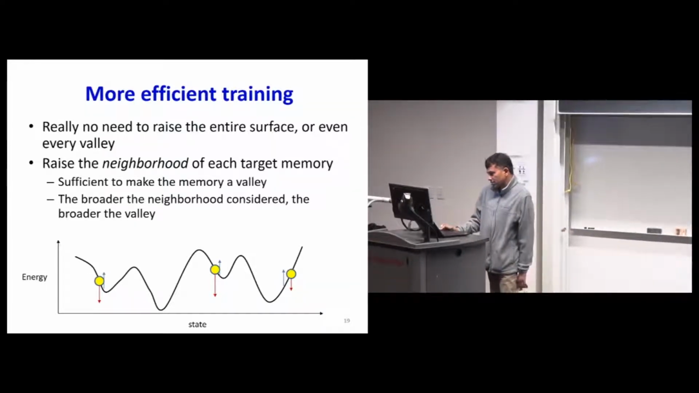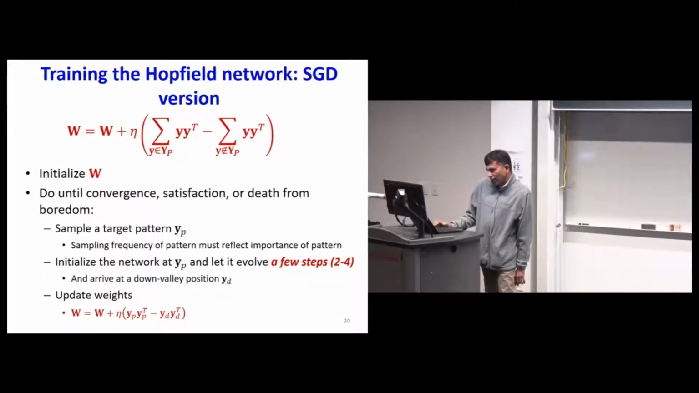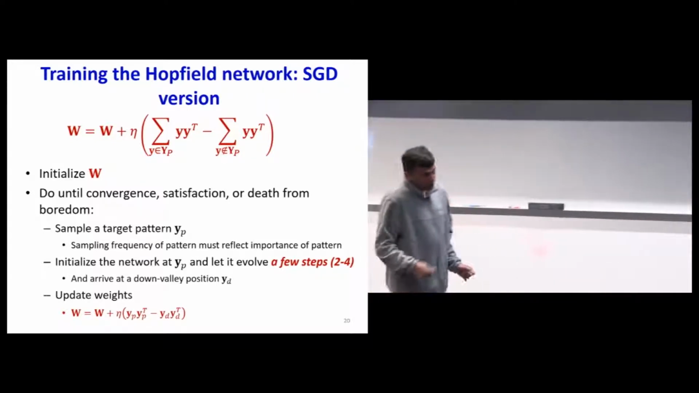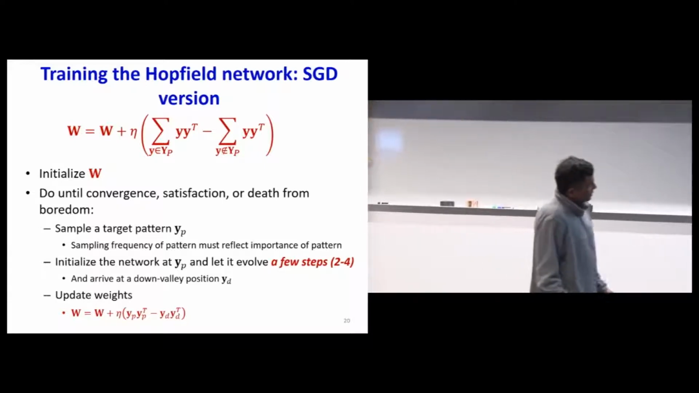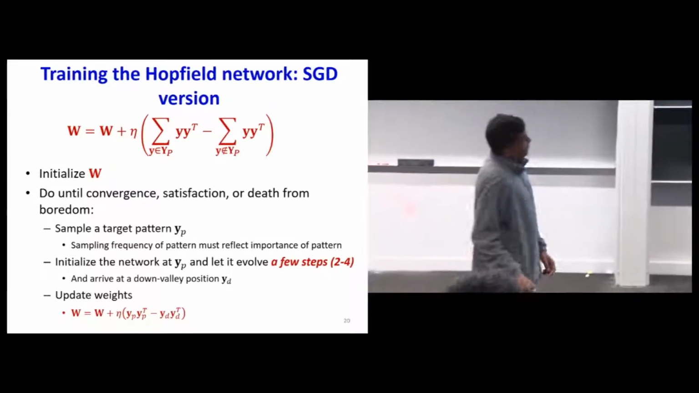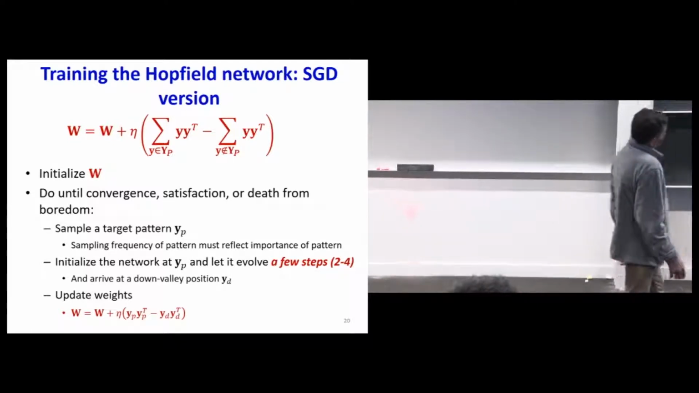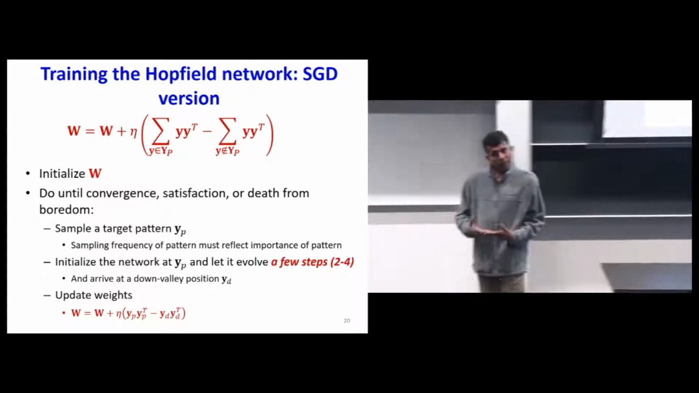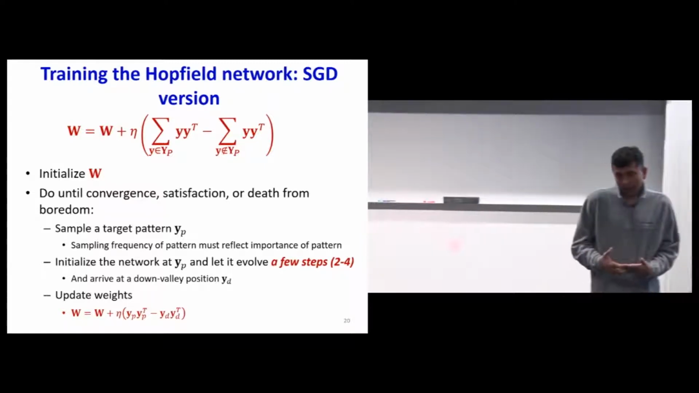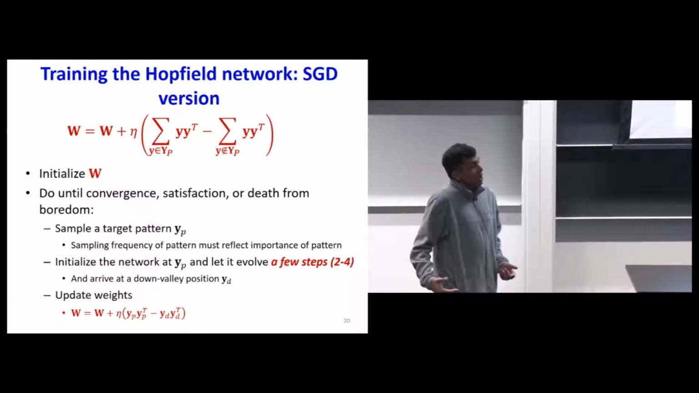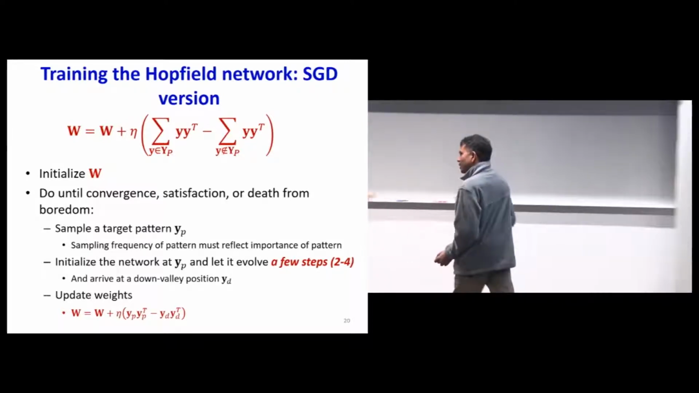And so this gave us this update rule, which was, if you are doing something like stochastic gradient descent, at each iteration you would sample the target pattern, then you'd initialize the network at that pattern and let it evolve for a few steps to arrive at a down valley position, and then you'd update the weights with the difference between the outer product of the target pattern that you sampled and the outer product of the pattern that you arrived at after a few evolutions, right?